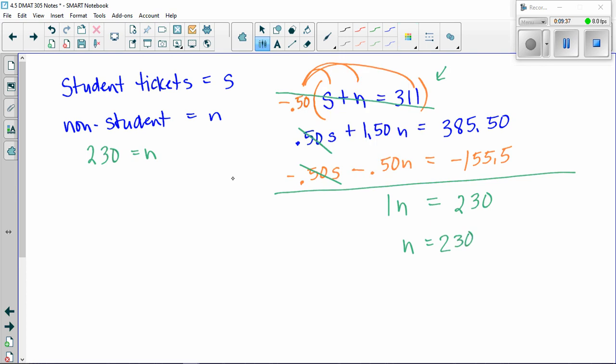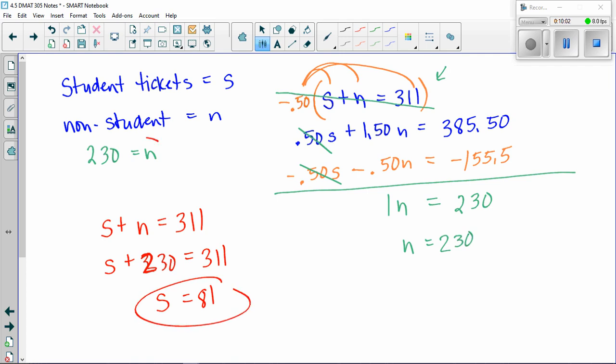Well, if you go back to the original equation here, we know student tickets plus non-student tickets equals 311. Well, if non-student tickets are 230, I can do 311 minus 230, and I get that student tickets are 81. So those are your two answers to that problem.